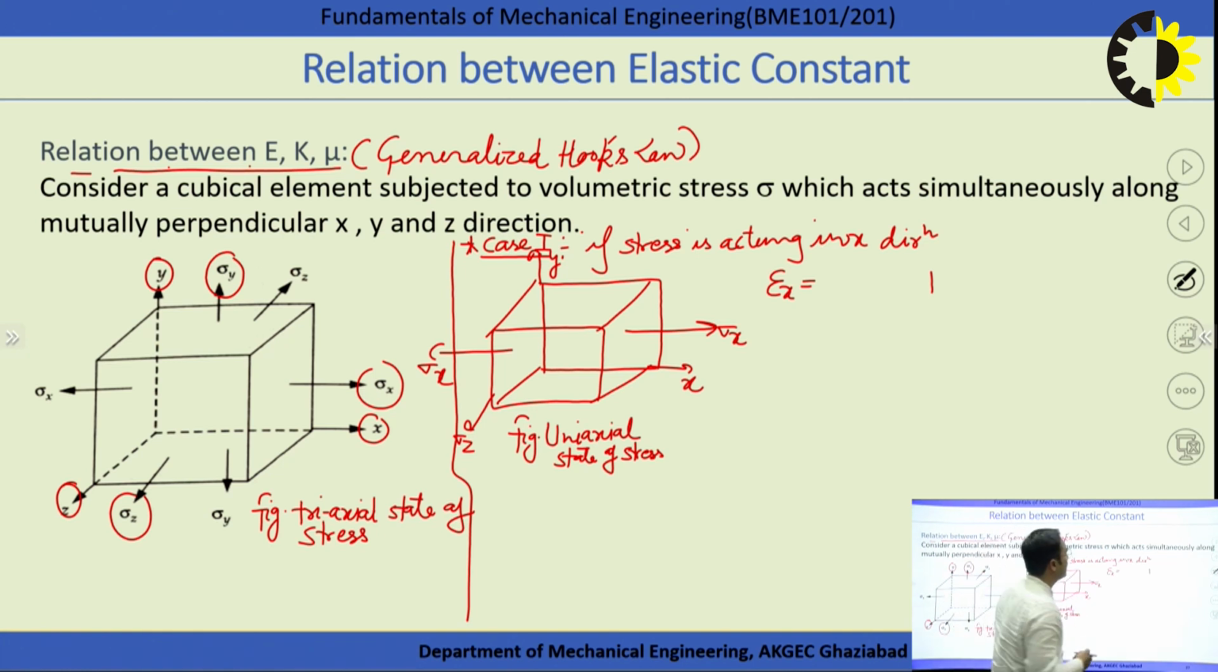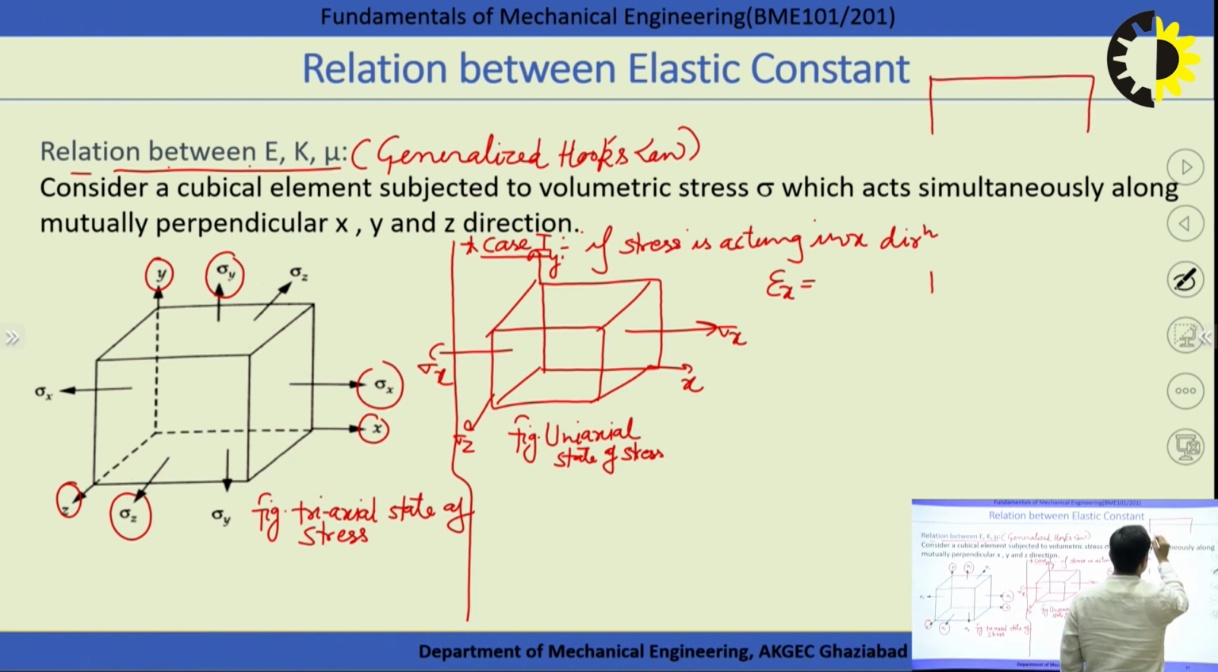We have also seen this relation in the previous class. If any member is subjected to a uniaxial state of stress, the stress is directly proportional to the strain, and this stress is E times strain. So what is the value of strain in that case? That is the longitudinal strain, sigma by E.